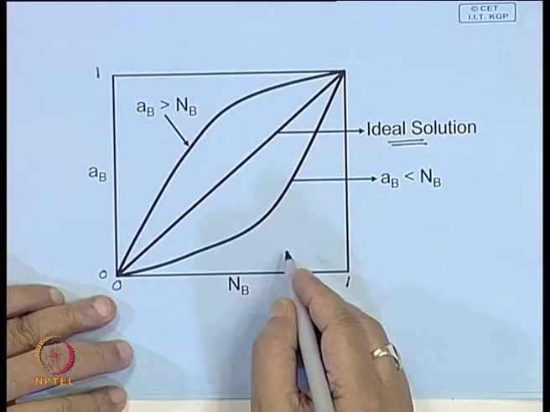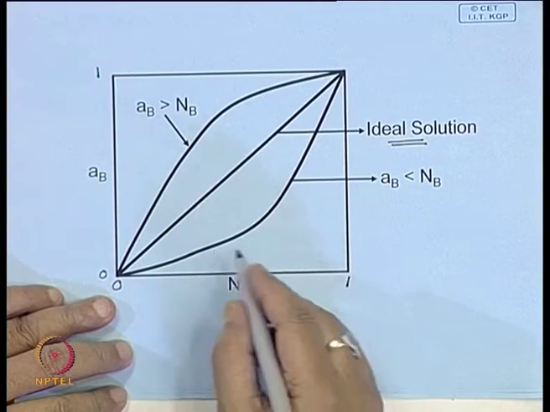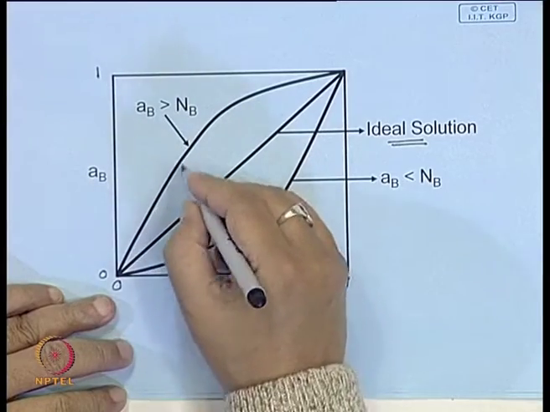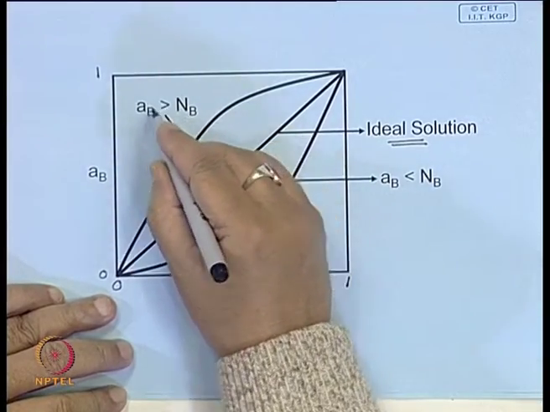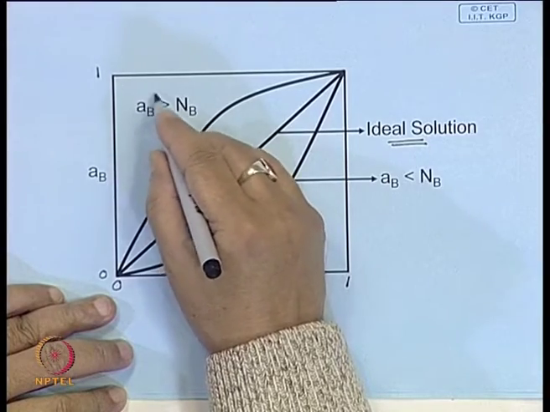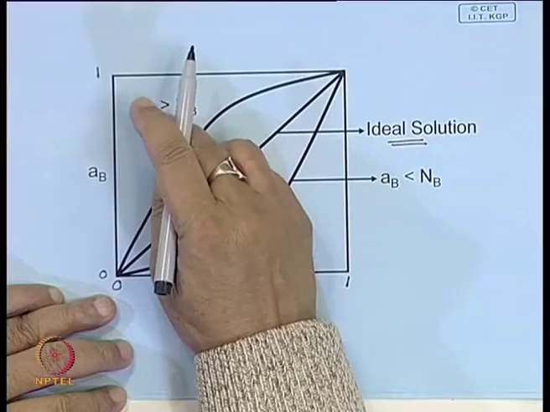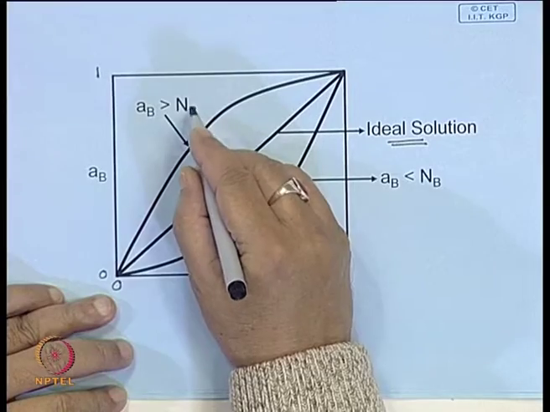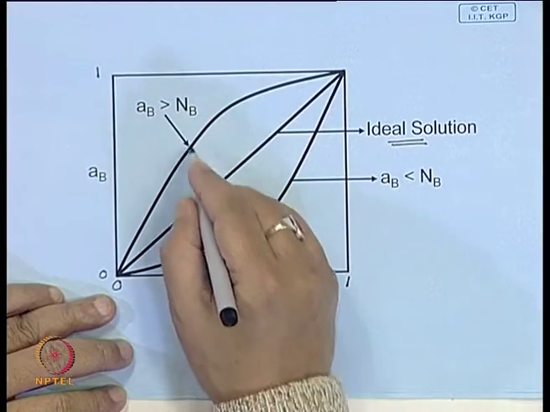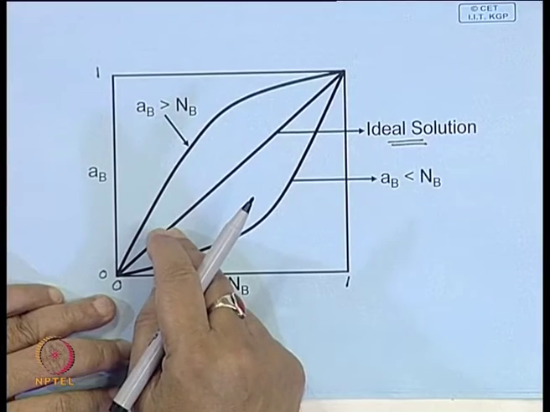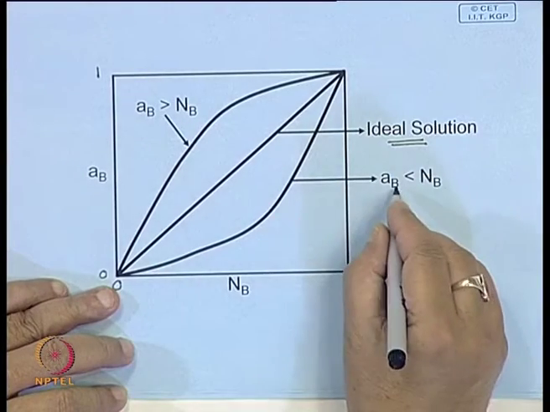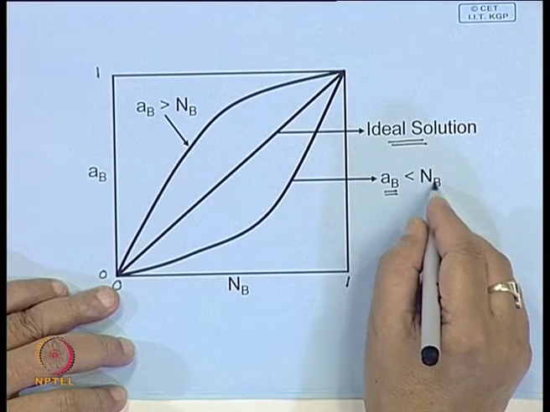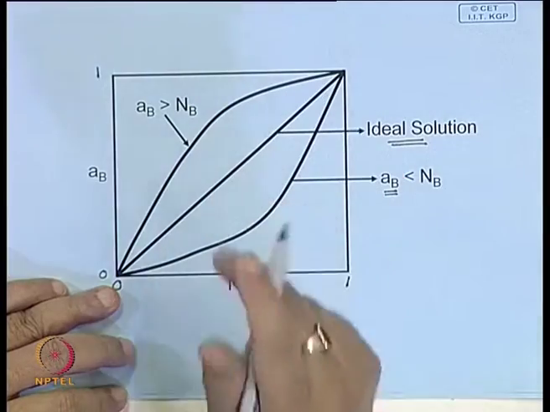Now, in reality this never happens and you get both positive and negative deviation. So, in one case here, let us say you have activity, which in one way you can say is the effective concentration. Effective concentration is more than atom fraction B here, so which is higher than this. Similarly, you can also have a situation where the effective concentration of B is less than the atom fraction B. In that case, you have a negative deviation.